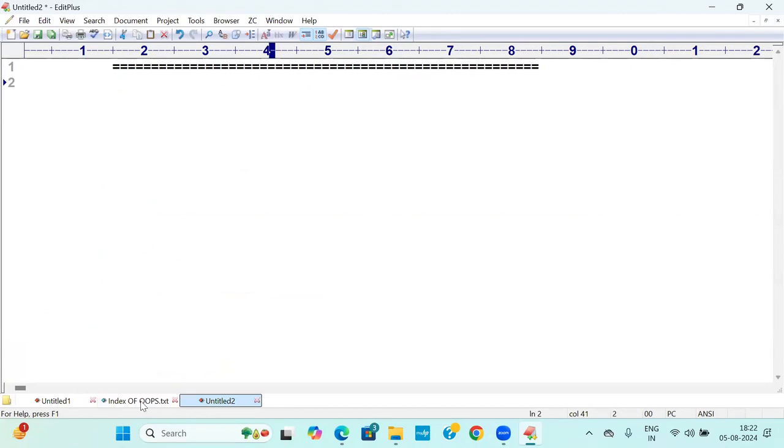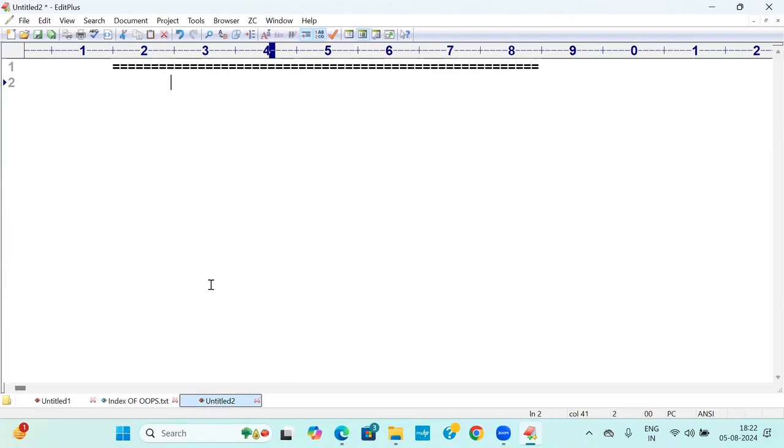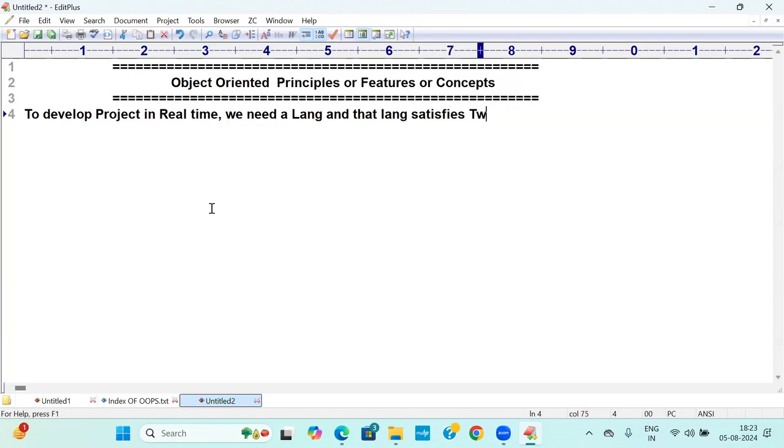So first I am entering into object-oriented principles, or OOPS concepts. I'm going to give a small introduction here. Students, to develop any project in real time, we need to choose a language. Compulsorily, we need a language for developing big applications. And that language satisfies two types of principles.